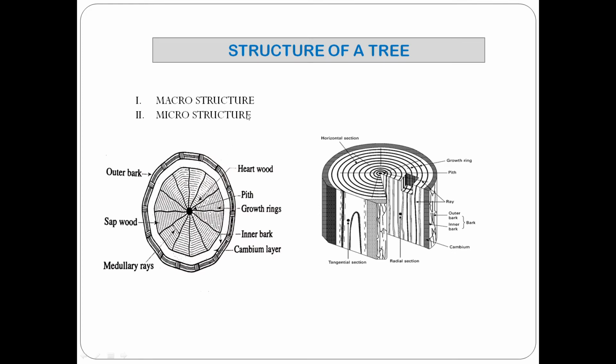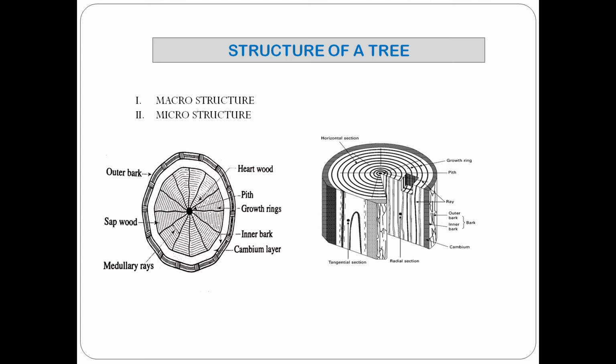Now we will move to the structure of a tree. The structure of a tree can be divided into two categories, macrostructure and microstructure. The structure of a tree which is visible to the naked eye is called macrostructure. Macrostructure of a tree contains the following components: pith, hardwood, sapwood, cambium layer, inner bark, outer bark, medullary rays.